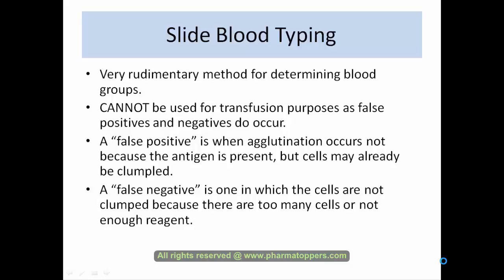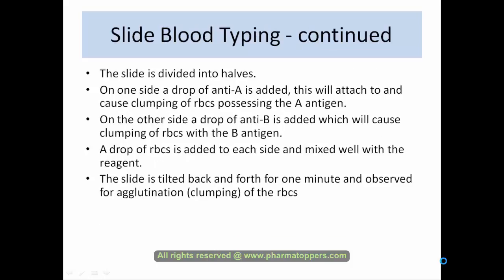False positive is when the agglutination occurs not because the antigen is present, but because the cells may already be crumbled. In this case, the cells are already crumbled. At this stage, the crumbling and aggregation of the cells are checked. So if the cell is previously crumbled and aggregated, it may give a false positive. In case of false negative, due to higher density, it may not show. It is crumbled, but you may not see it. So a false negative is also possible.